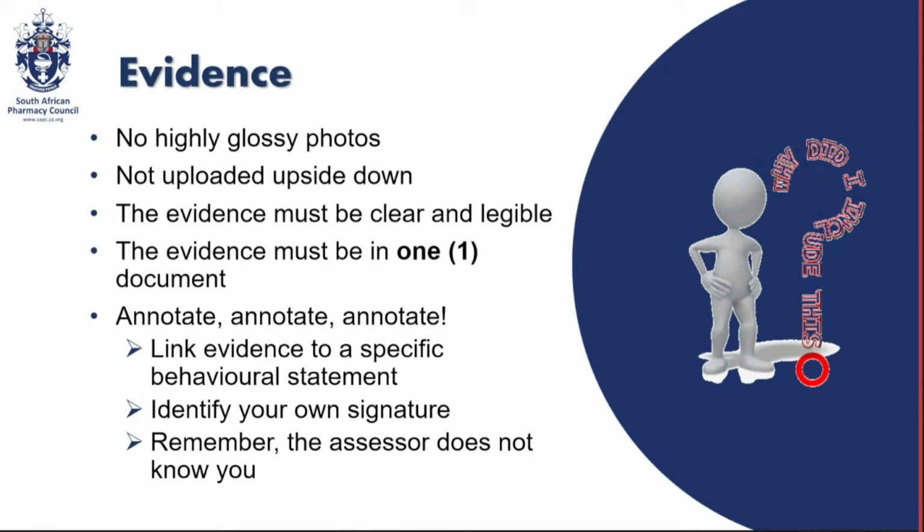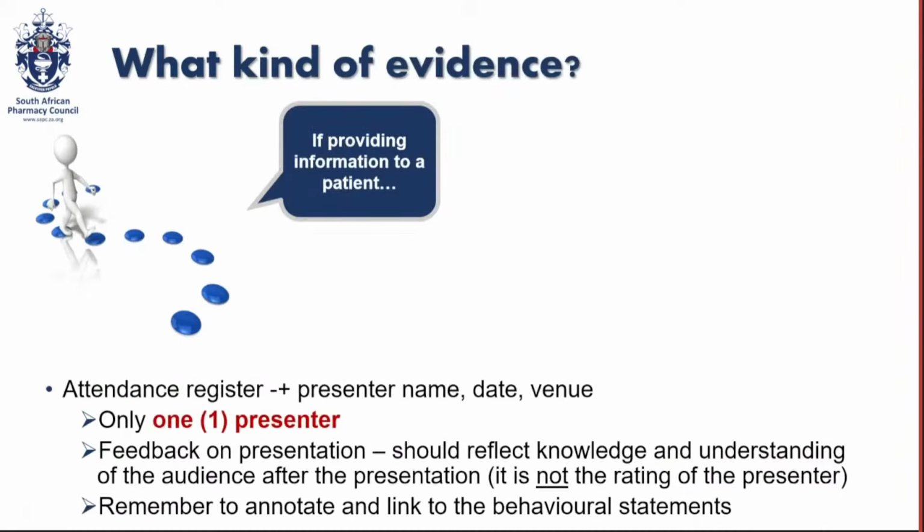And then annotation, we're repeating it. Annotation, annotation, annotation. It's really important to give us what the story is all about. Link the evidence to a specific behavioral statement, identify their own signature, and remember the assessor does not know the intern. So we need that information to be able to identify whether they're competent or not.